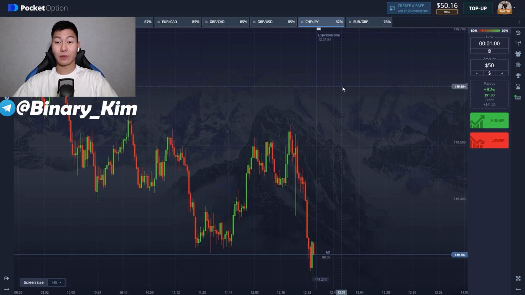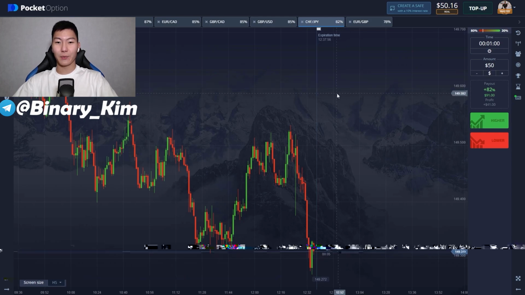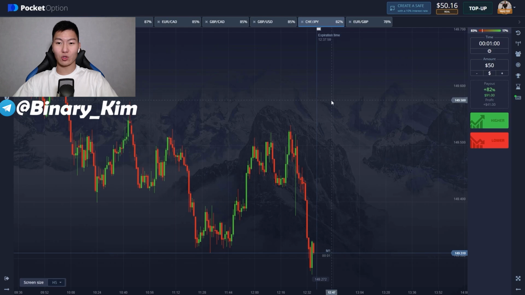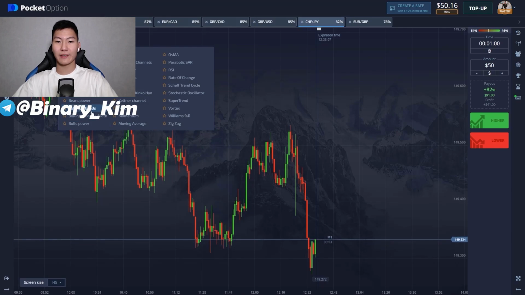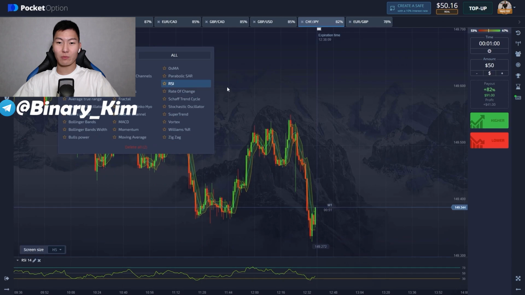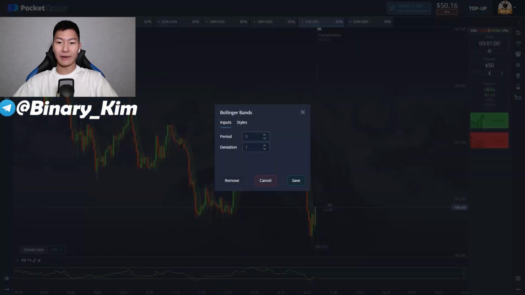Today I've got $50 on my balance. We are going to trade on a 1 minute time frame as usual and open positions for the maximum deposit amount. All the currency pairs have already been picked, and let's also choose some indicators. The first one is the Bollinger Bands and of course the RSI.